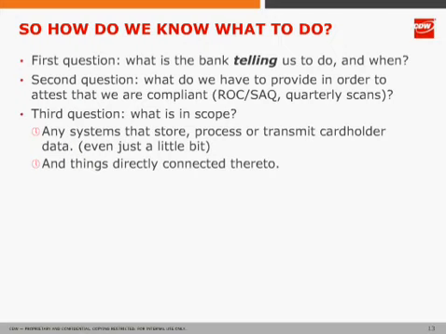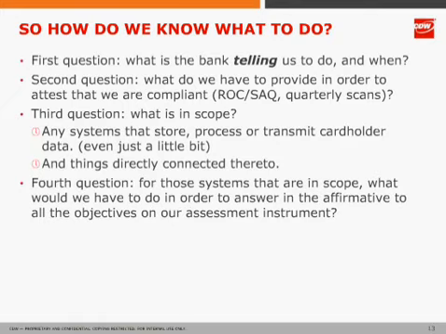All right, so next question. Okay, so we figured out what's in scope. What would we have to do to answer in the affirmative to all of the objectives? So in our SAQ, you can think of the SAQ as basically a bunch of questions you have to answer yes to. So what do we have to do to get to the point where we can, with a straight face, check yes in this box? So that seems simple enough, right? It's basically a 4-step process, and really step 1 is a no-brainer. So that seems simple enough, but there are some wrinkles to it.